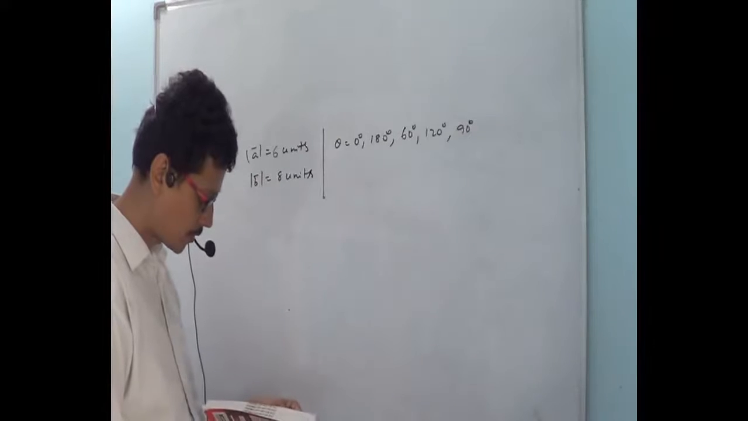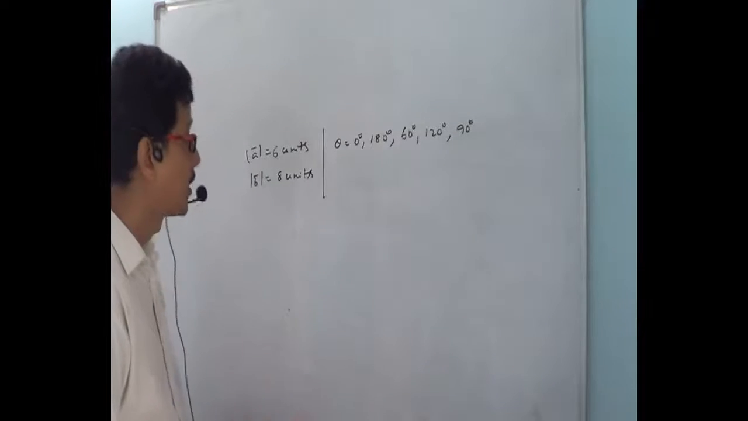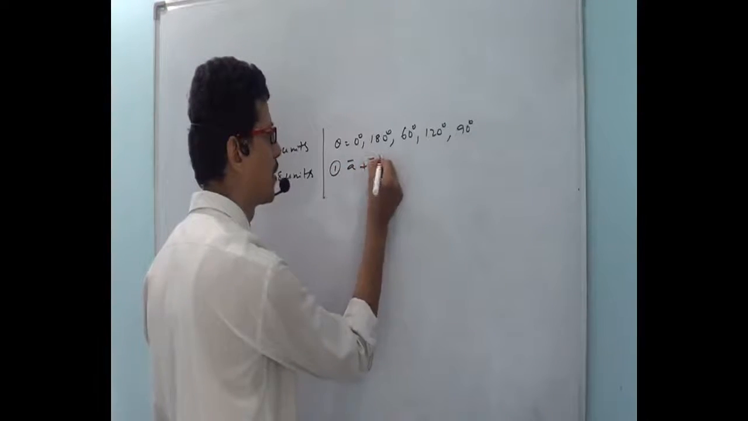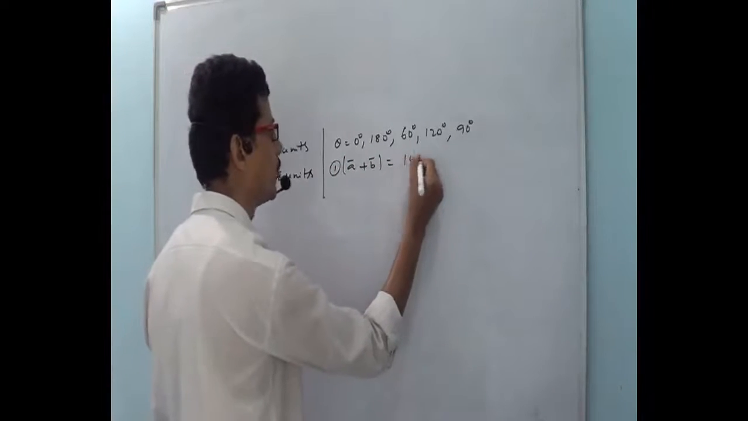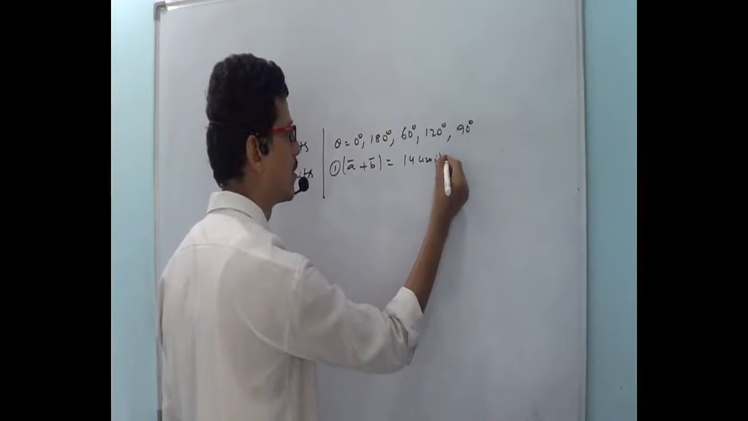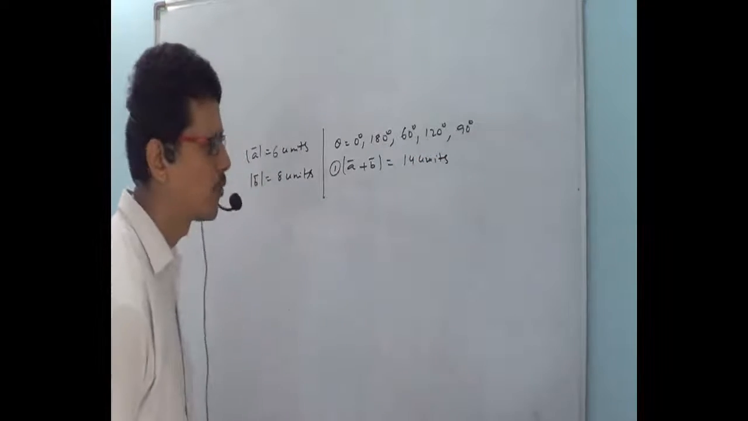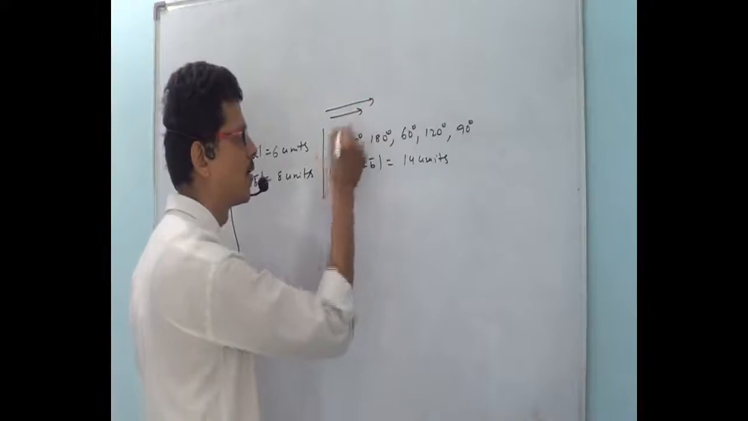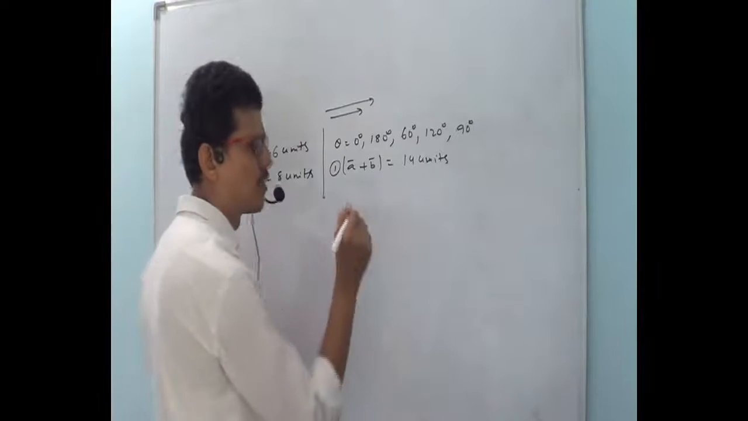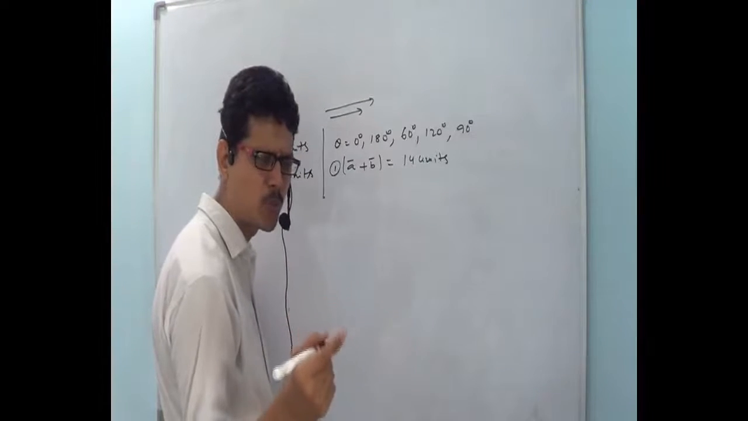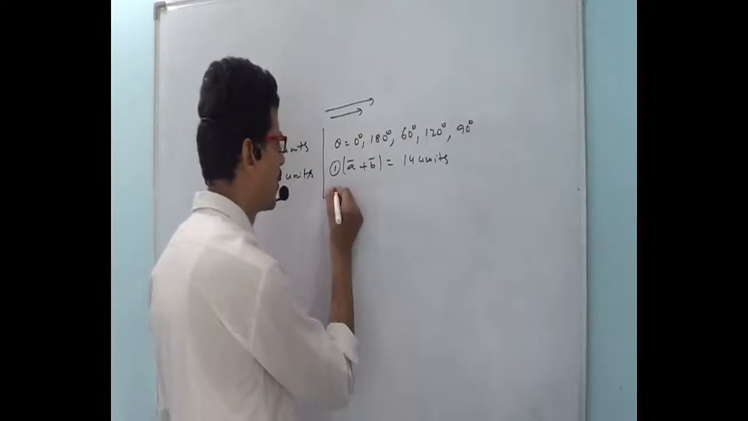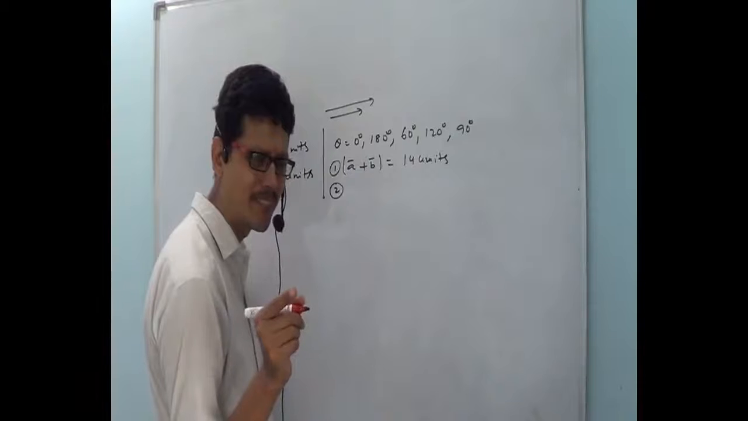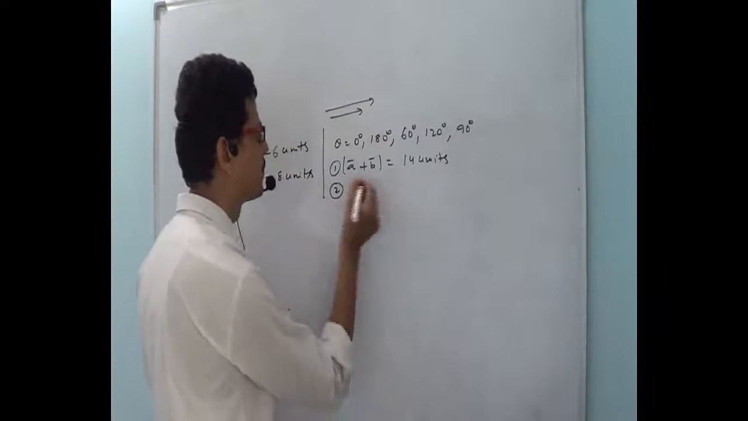What is the magnitude of the resultant? In the first case, what is A bar plus B bar? 14 units. You have to just add them. Two vectors are parallel, so you just add them, okay? Root of A square plus B square plus 2AB cos 0. Cos 0 is 1. Root of A plus B whole square, you will get A plus B. Okay, next step.